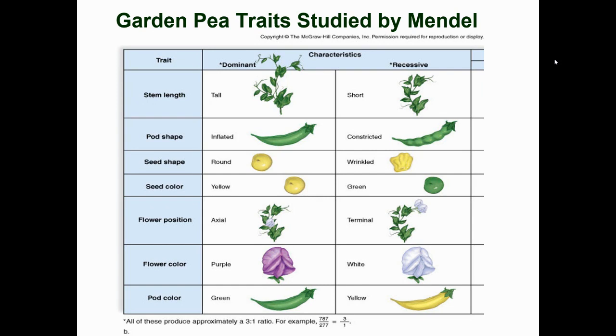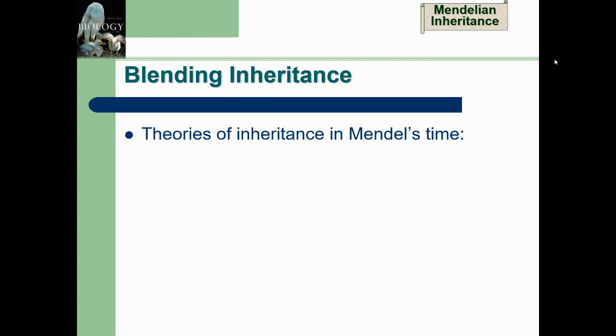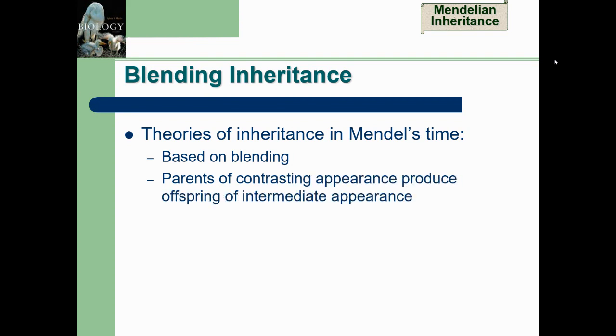Prior to Mendel and prior to him publishing his findings, it was commonly thought that inheritance was this blending. There were all kinds of different theories. Really, we would call them hypotheses now, because they didn't have any data or evidence supporting them other than people's observations. The common belief, based on no experimentation, was that inheritance was a blending of both parents. So if you had parents of contrasting appearance, you would have offspring that were always intermediate in appearance.